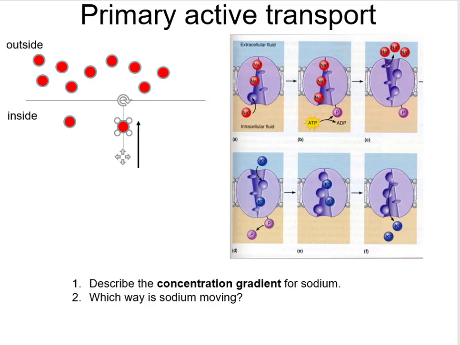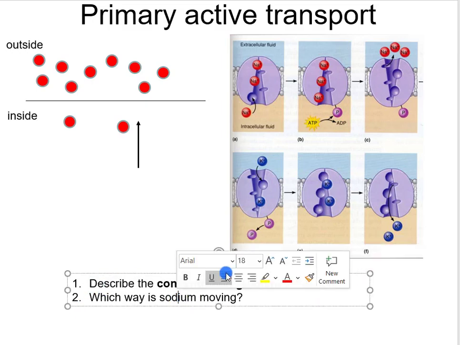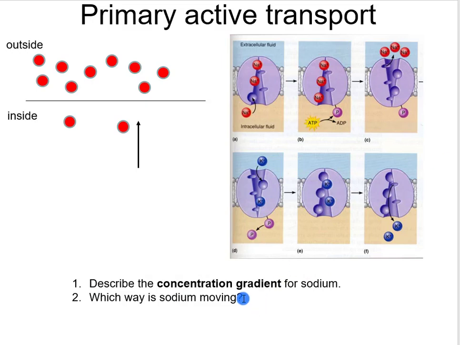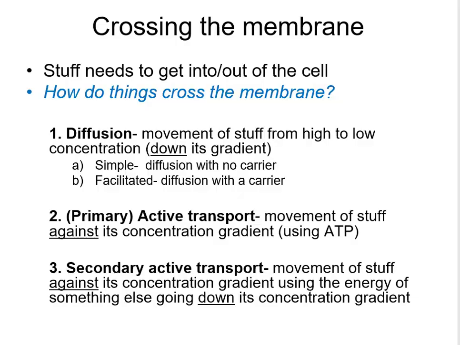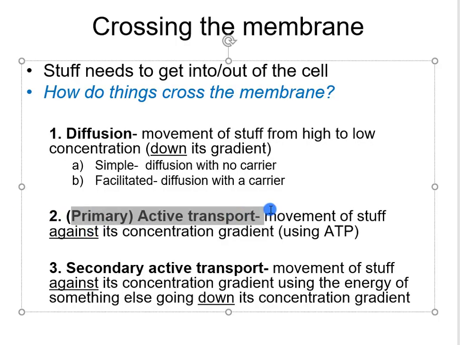In this case, what this image is showing us is that that energy comes from ATP, and that's what this is showing. And it's moving sodium from inside of the cell to the outside of the cell. So here it starts, in the middle, and now at the end. Yay, I move sodium out to the outside of the cell using the energy of ATP. Therefore, this is primary active transport. Okay, so describe the concentration gradient. We just said that. Which way is sodium moving? Well, in this picture, sodium is moving against its gradient using the energy of ATP. Therefore, how did sodium move? Sodium moved by primary active transport.